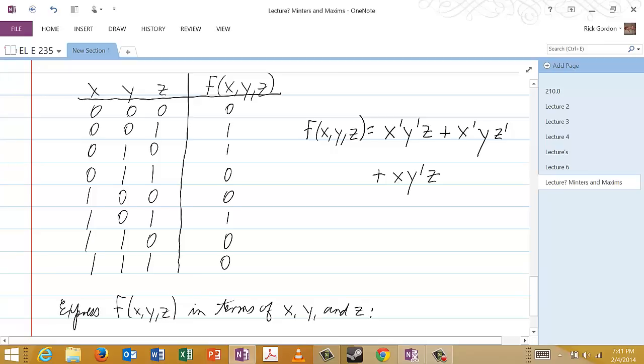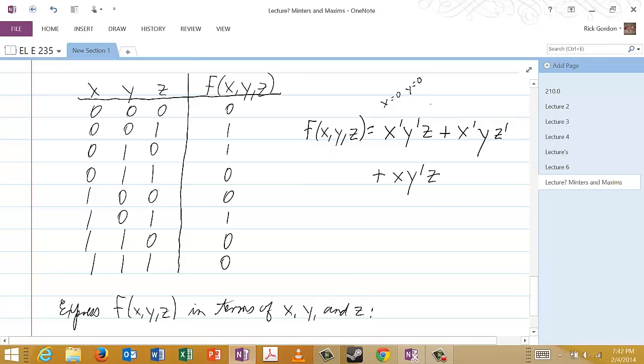Well, if any one of these variables here is equal to 0, it certainly can't be equal to 1, because 0 ANDed with anything will give us 0. So we have to choose x, y, and z in such a way that each one of these will give us 1. Well, for x prime to be equal to 1, x must be 0. For y prime to be 1, y must be 0.